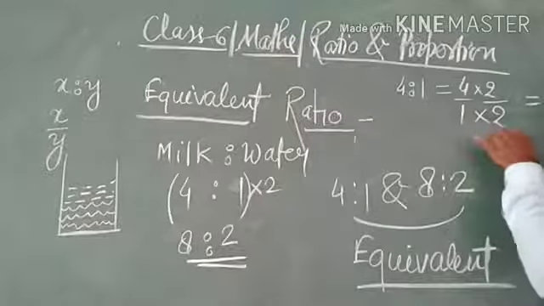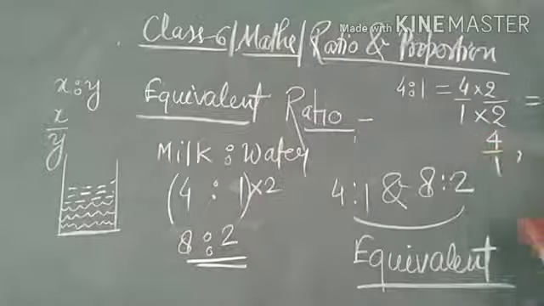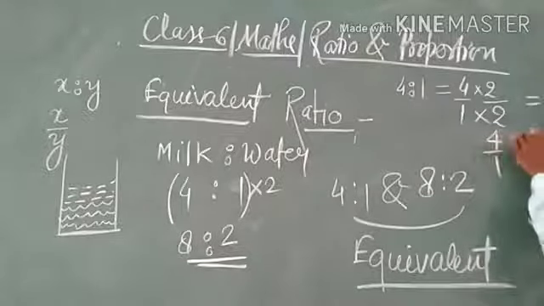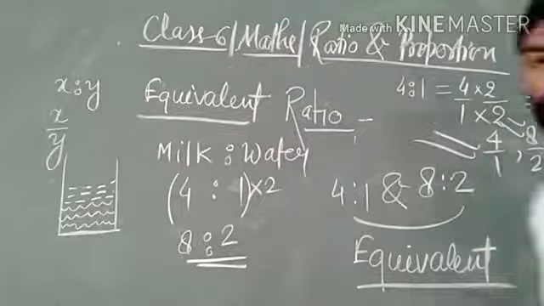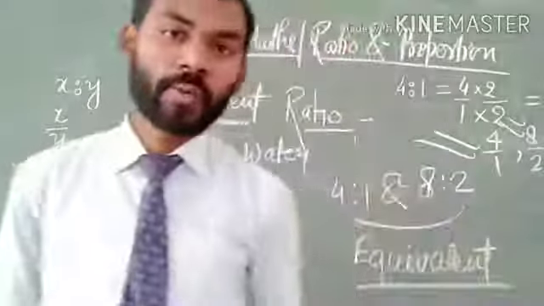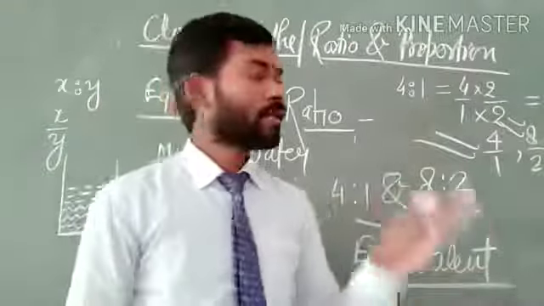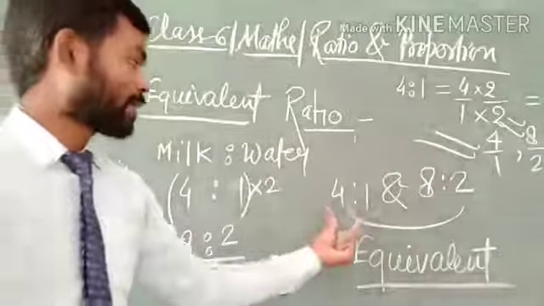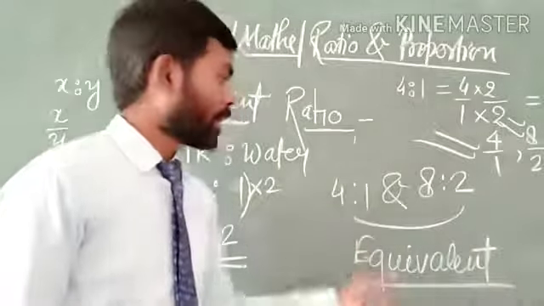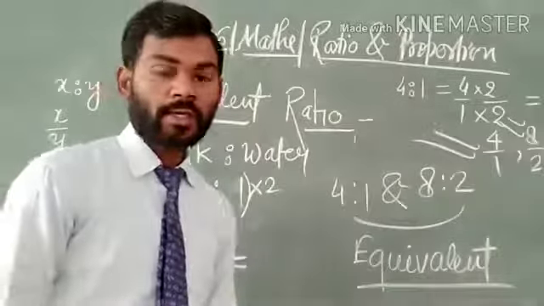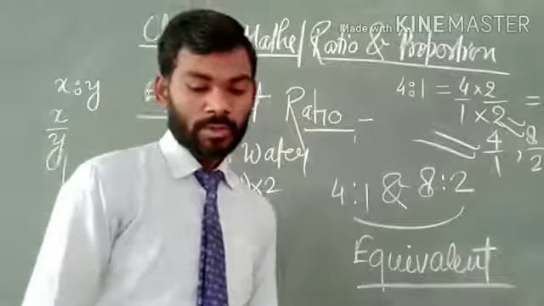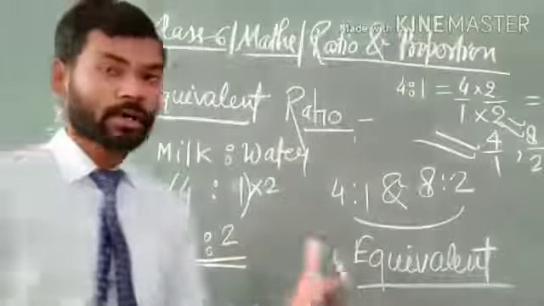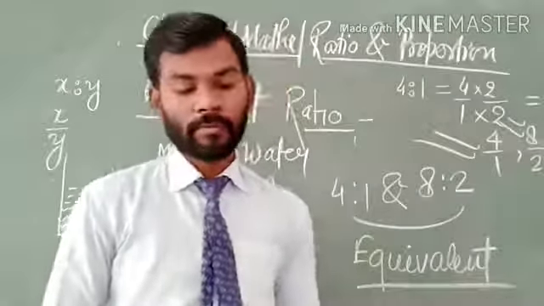Therefore our first fraction was 4 upon 1 and our next fraction is 8 upon 2. Therefore the fraction 4 upon 1 and the fraction 8 upon 2 are called equivalent fractions. And in the same way, we can say that 4 ratio 1 and 8 ratio 2 are equivalent ratios. So I hope the equivalency of ratio is clear to everyone.